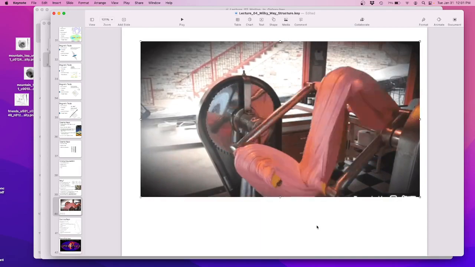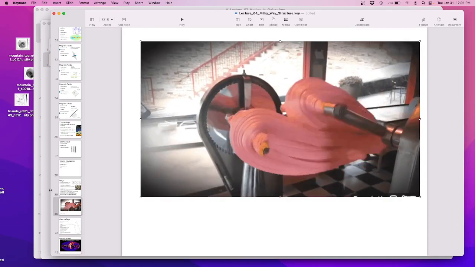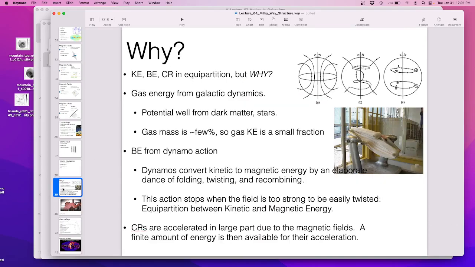A magnetic field is the same way. You have motion. Here's a schematic of the sun. You have motion in the sun. You start off with a field like this, and it gets twisted up like crazy, and you get a field like this that's stronger. You don't need to follow that too much. Basically, the kinetic motion in the galaxy twists up the magnetic field, and it does that until it can't anymore. That's when the magnetic field is about as strong as the kinetic energy.